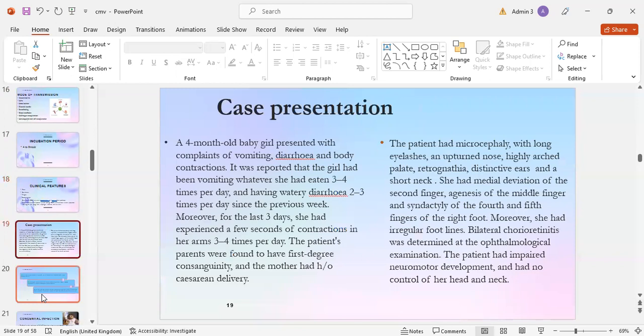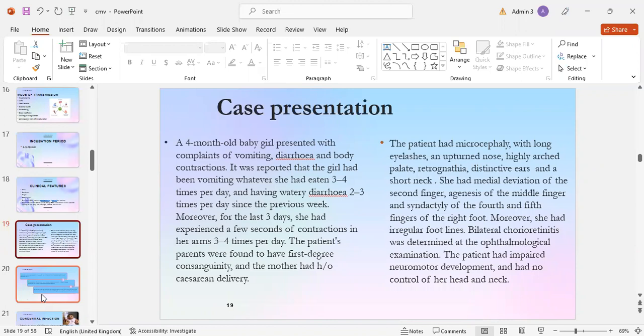Now, case presentation for congenital cytomegalovirus infection. A 4-month-old baby girl presented with complaint of vomiting, diarrhea, and body contractions. It was reported that the girl had been vomiting whatever she had eaten, 3 to 5 episodes, and having watery diarrhea, 2 to 3 episodes, since the previous weeks. Moreover, for the last 3 days, she had experienced a few contractions in her arm, 3 to 4 episodes per day.